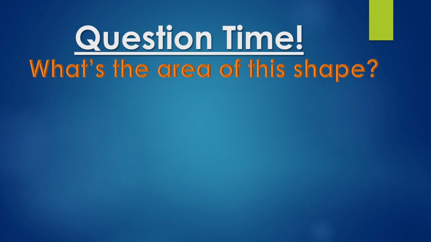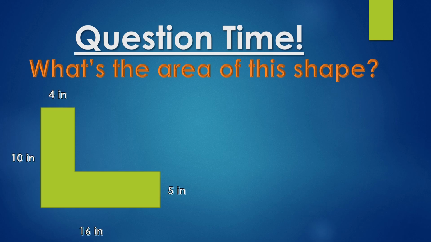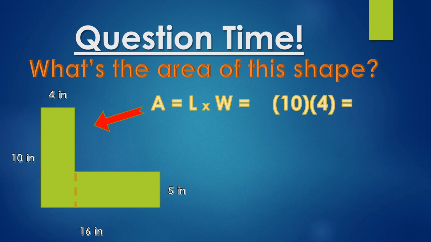All right, one more. What's the area of this shape? We have a composite shape, so we have to cut it. And let's find the area of this one. So the area equals the length times the width. So we have 10 for the length and 4 for the width, which gives us 40 inches squared.